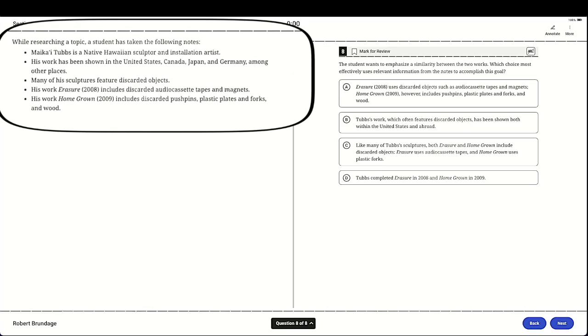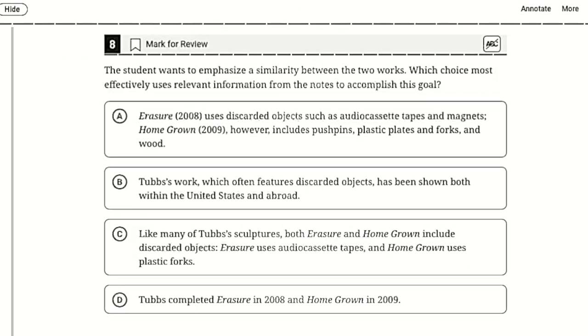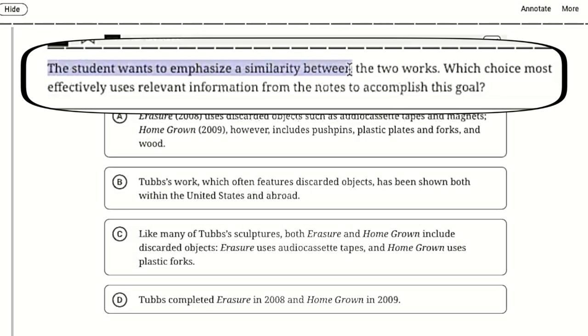All those notes on the left, ignore them. Do not look at them. We don't care about those. All you need to do is focus on the goal. The goal here is the student wants to emphasize a similarity between two works. So we really just want to hone in on similarity.